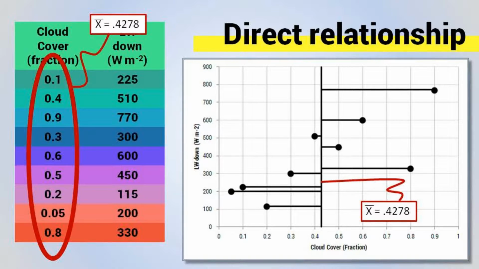Let's see how the points on this scatter diagram are related to x bar. So x is our first column of data here. It's the cloud cover in terms of fraction. And if I added those 9 values up and divided by 9, I get x bar is equal to 0.4278. And so I'm going to plot that value on the graph right there.